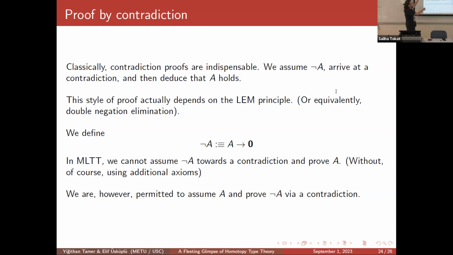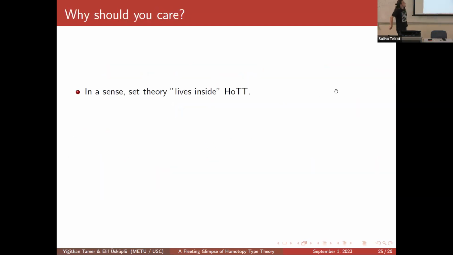And I've just told you that you can't have that in univalent foundations. So you define not A, the negation of A, like this. This means, hey, if you have a proof of A, then you have a proof of the type which has no elements. So you cannot assume not A and prove A, but what you can do in constructive mathematics is assume A and prove not A by a contradiction. So that's fully constructive. There's no problem.